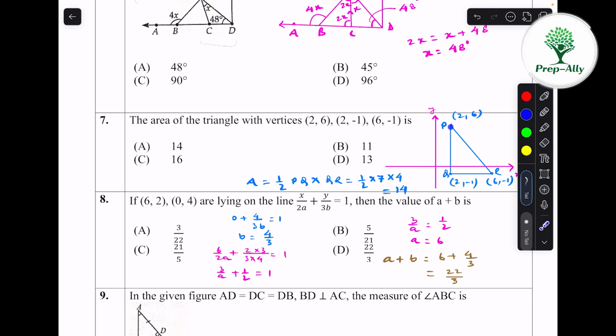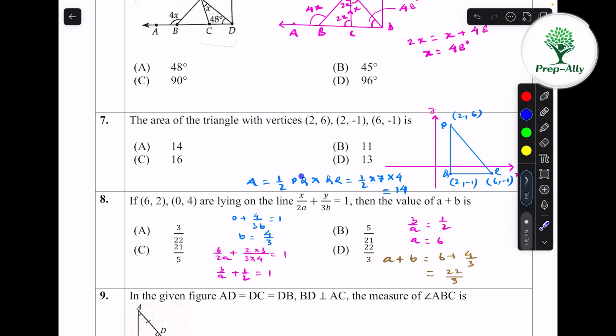Now see here, this length is 6 units, this length is 1 unit, because 2 minus 1 is 1 unit. So the total length will be 7 units. Now see here, this is 6, this is 2, so this length will be 4 units. So it is 7, it is 4.